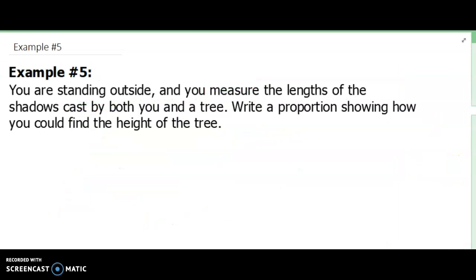All right, I want you to go ahead and do example 5 on your own. Use example 4 as a reference. They're very, very similar, but go ahead and do that, and then we'll go over it.